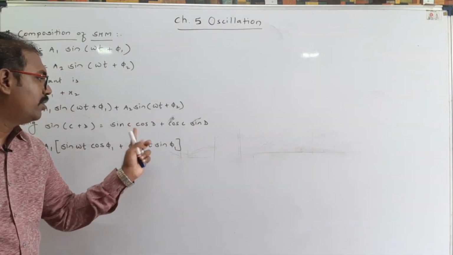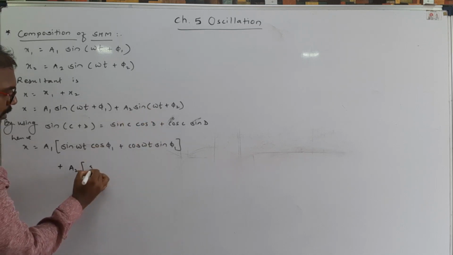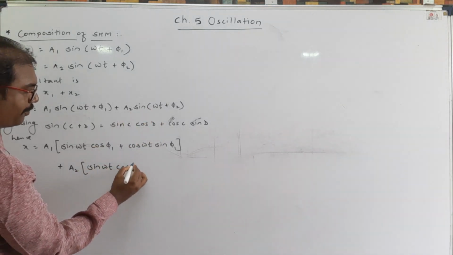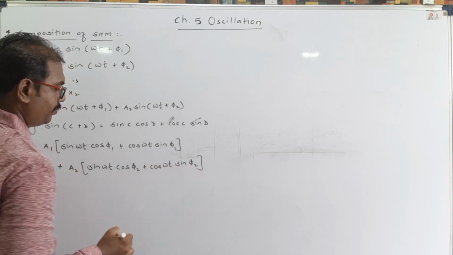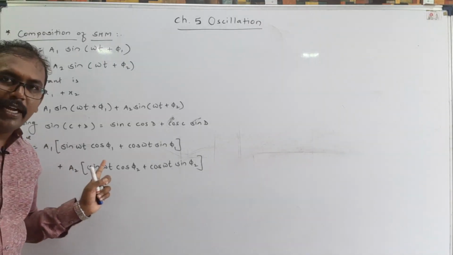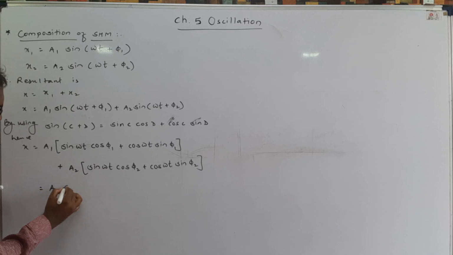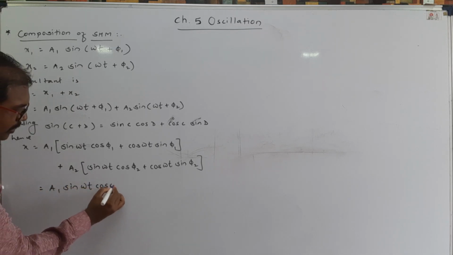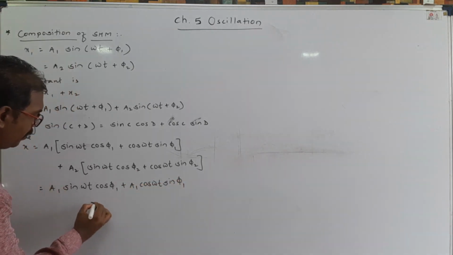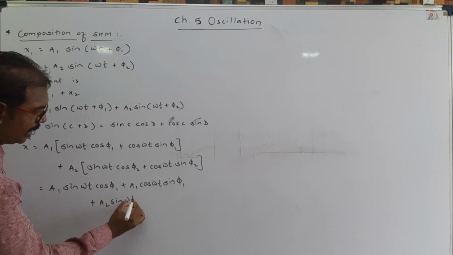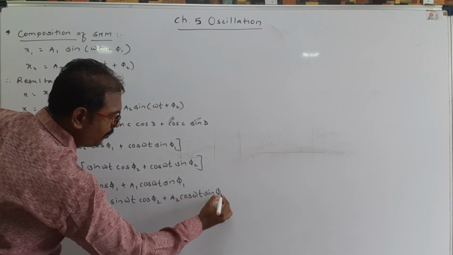Similarly, we can use the same formula here also. So, I can write plus A2, then in a bracket sine omega t cos phi 2 plus cos omega t sine phi 2. Now, A1 is multiplied by every term of this bracket and A2 by every term of this bracket. So, A1 sine omega t cos phi 1 plus A1 cos omega t sine phi 1 plus A2 sine omega t cos phi 2 plus A2 cos omega t sine phi 2.